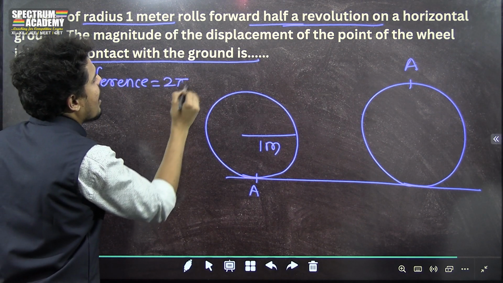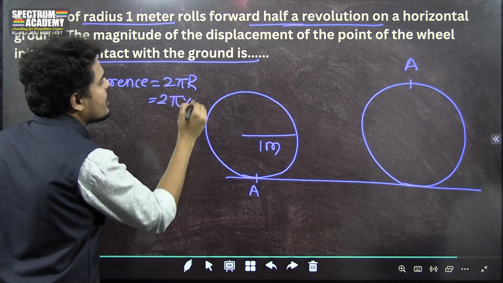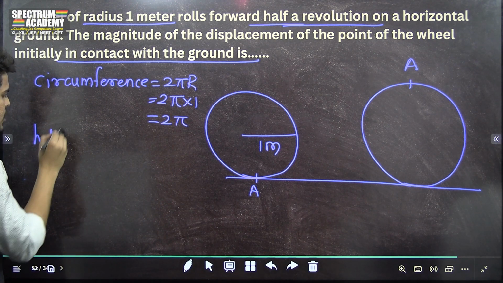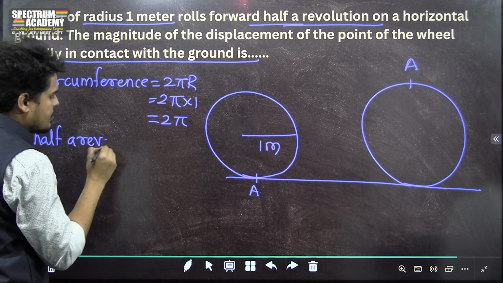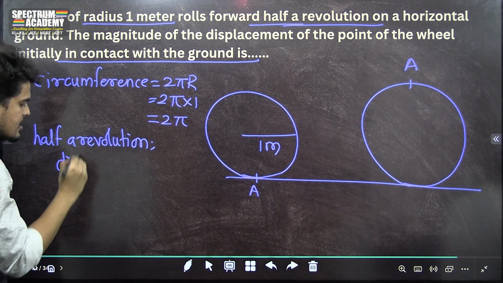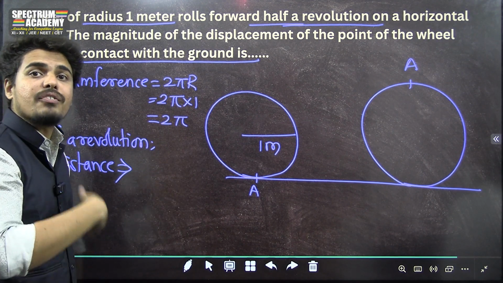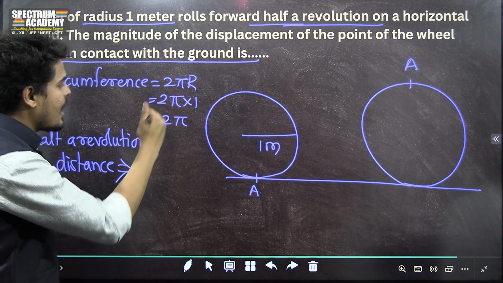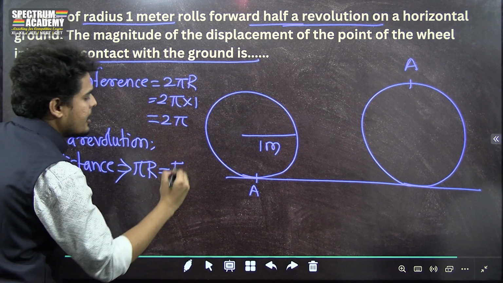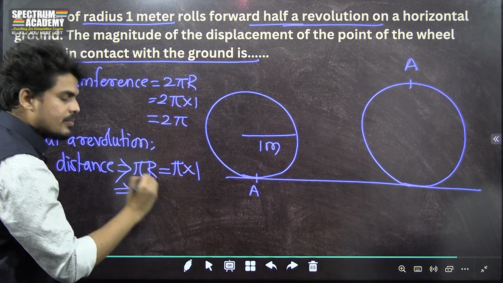सरकमफरेंस इक्वल्स टू 2 पाई आर इक्वल्स टू, रेडियस इज 1 मीटर, सो 2 पाई into 1, that means the circumference is 2 pi. Half a revolution, in half a revolution distance, यानी half a revolution means half that of the circumference, यानी only just pi r equals to pi into r is 1 meter, so distance is pi.